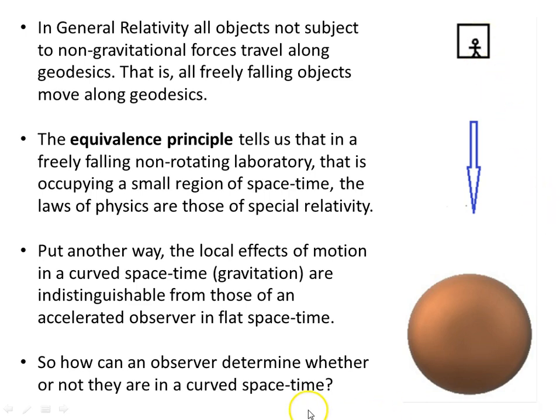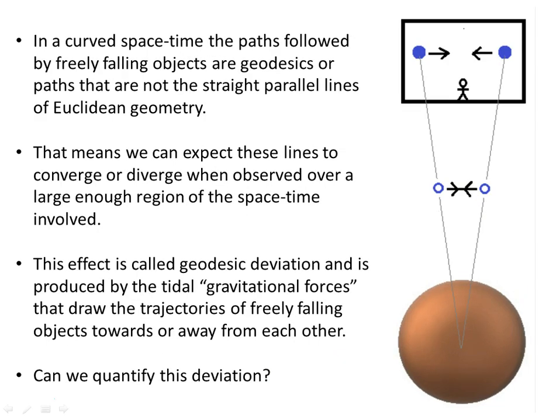So the question is, how can an observer determine whether or not they are in curved space-time? Is it altogether impossible, or is there a way of working it out? Now in curved space-time, the paths followed by freely falling objects are geodesics, not the straight parallel lines of Euclidean geometry. And that means that we can expect these lines to converge or diverge when observed over a large enough region of the space-time involved.